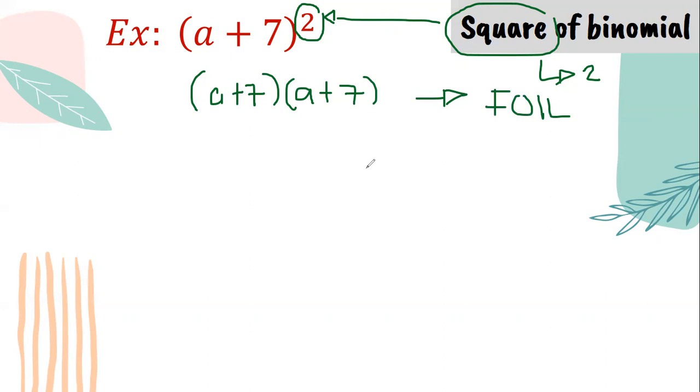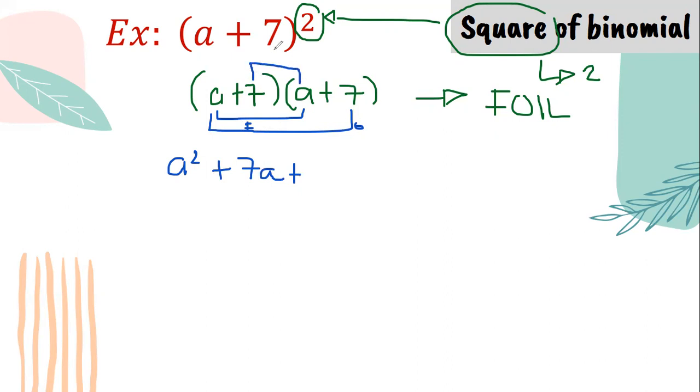F stands for the first term, O stands for the outer term, I stands for the inner term, and L stands for the last term. So let's start with the first term. That is A times A. A times A is A squared. Next, for the outer term, that is A times 7. A times 7 is, of course, 7a. Next, the inner term is 7 times a, which is also 7a. And then the last term is 7 times 7, which is 49.